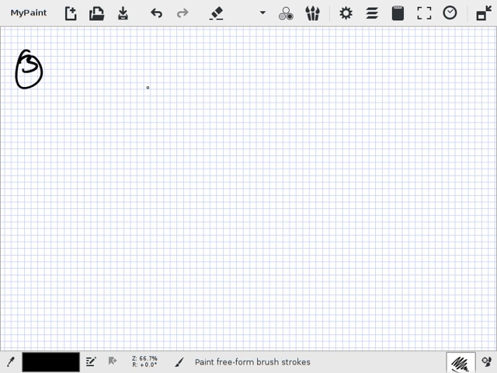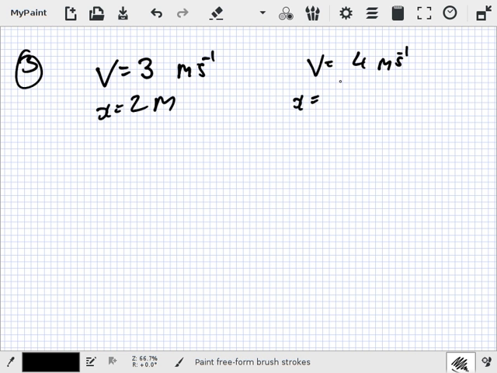A particle of mass 100 grams is moving with simple harmonic motion. Its speeds are 3 meters per second, and then later 4 meters per second, when its distances are 2 meters and 1.5 meters. Now there's a problem here with the signs because I'm talking about speeds, so I don't actually know if it's plus or minus. So we need to draw the picture here.